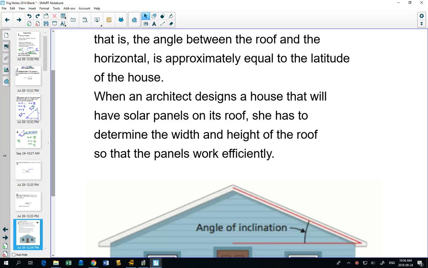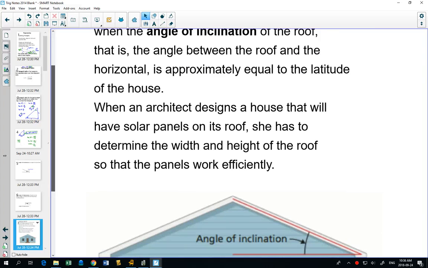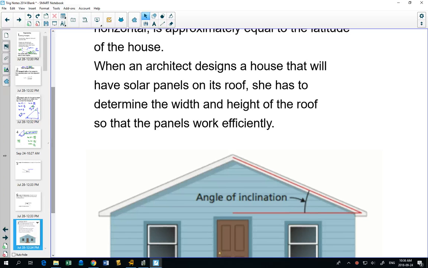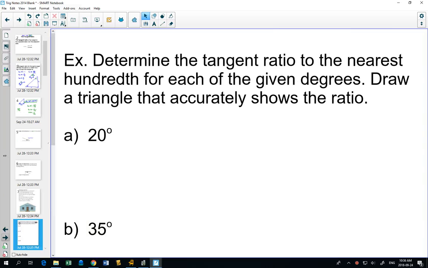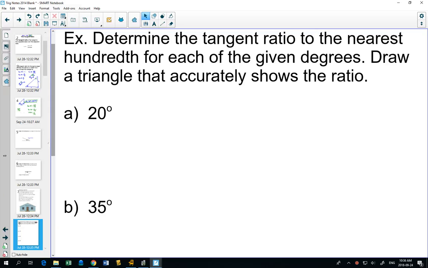So it's just a neat connection between the angle of inclination and what you would need to have a roof on. And I think the textbook has some questions that deal with this. So to start off with, we're going to practice using our calculator with the tangent ratio. What we do for our work, it says determine the tangent ratio to the nearest hundredth, and then we want to draw a triangle that represents the angle that we chose.